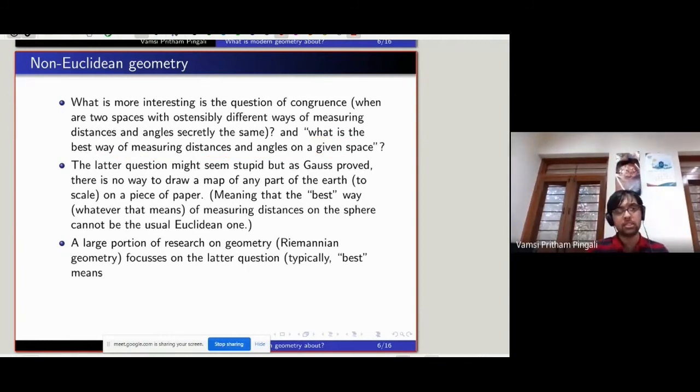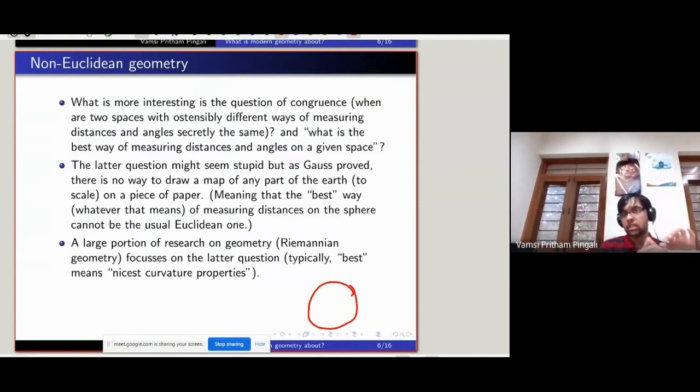Typically, best means nicest curvature properties. What does that mean? Let's do the following. Let's take a droplet of water in space. Let's say you're in the International Space Station and you just take a droplet of water. There's hardly any gravity. What will the droplet of water look like? It'll look like a sphere. Why does it look like a sphere? Because water has this nice property that, given the volume, it tries to minimize its surface area. So it looks like a sphere.